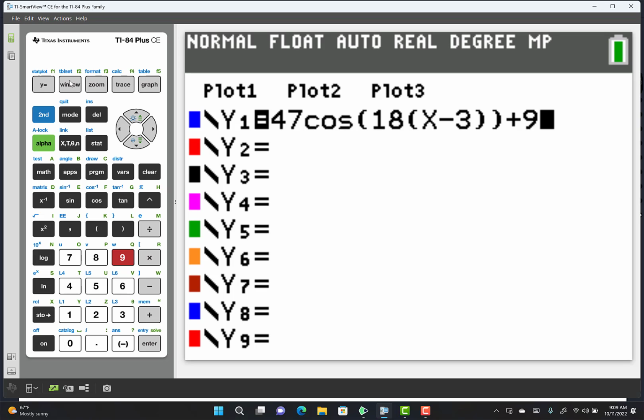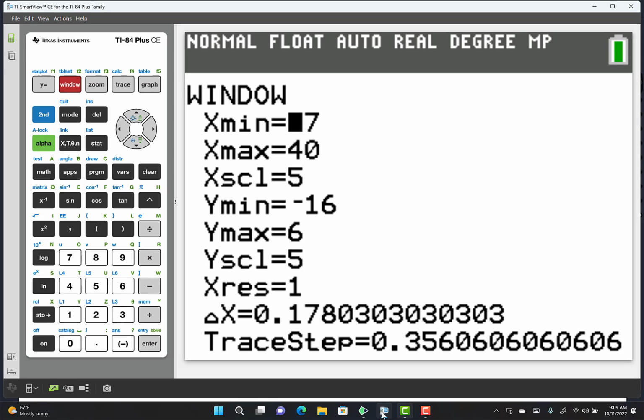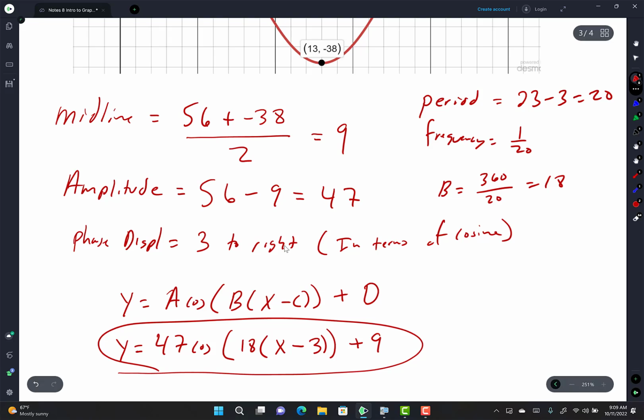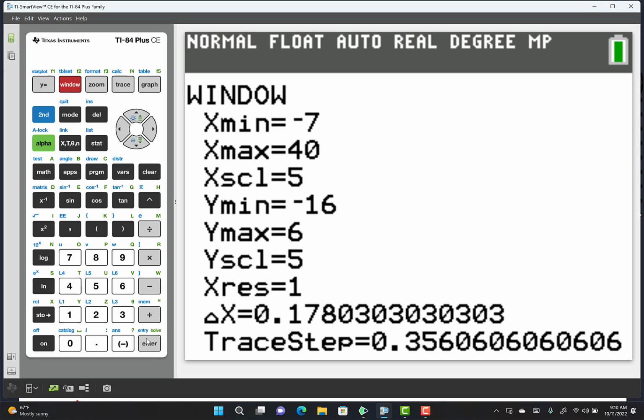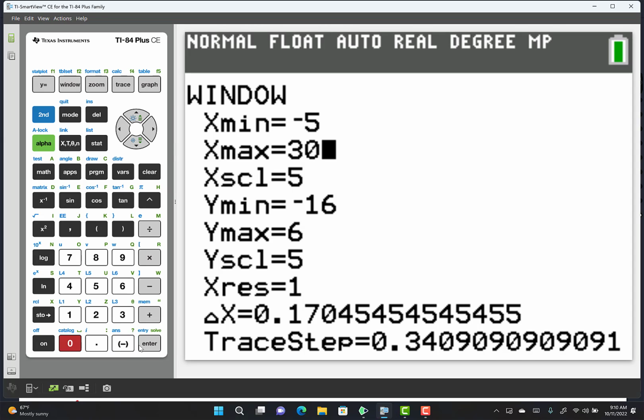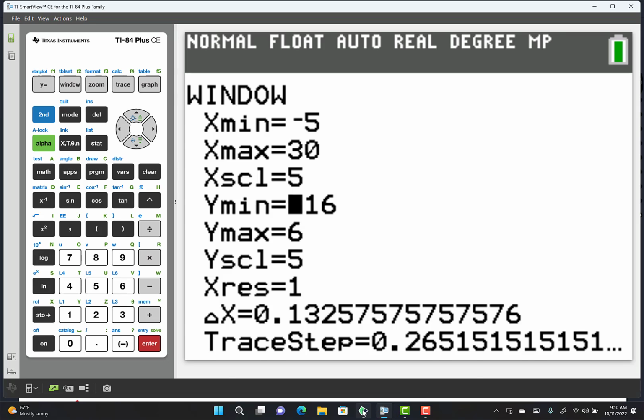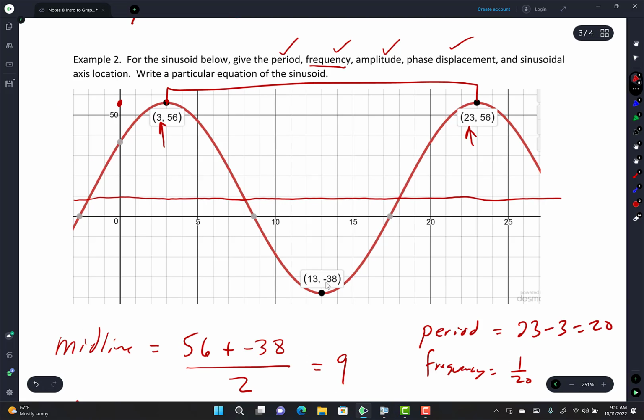Click on window. Let's see. X min. I got to look at my X min. Let's go from negative 5 all the way to 30. So negative 5. X max 30. X scale 5. That's fine. Y min. So let me go back to my window. It goes all the way to negative 38.